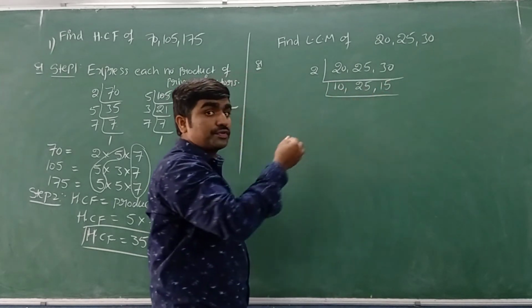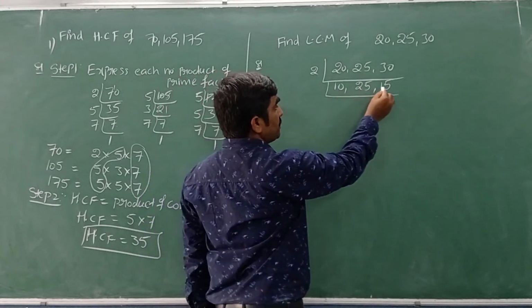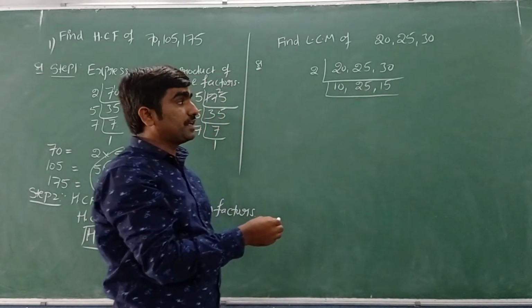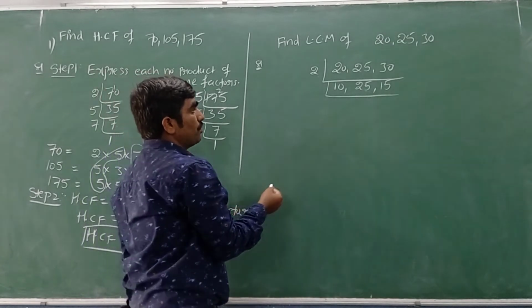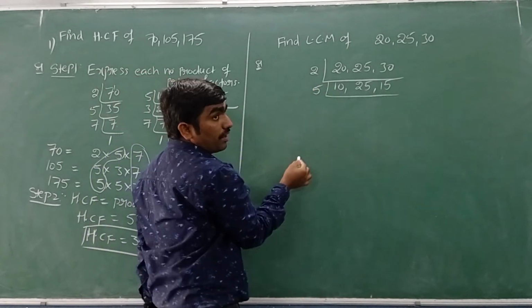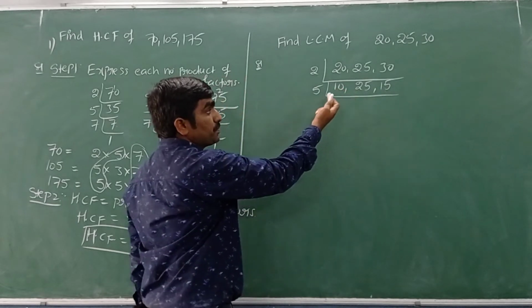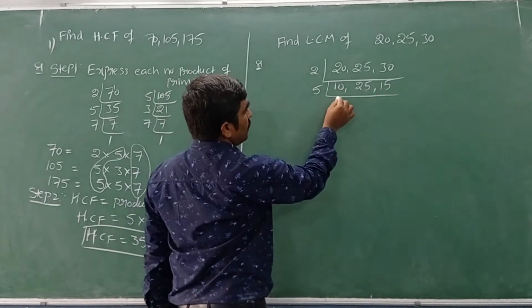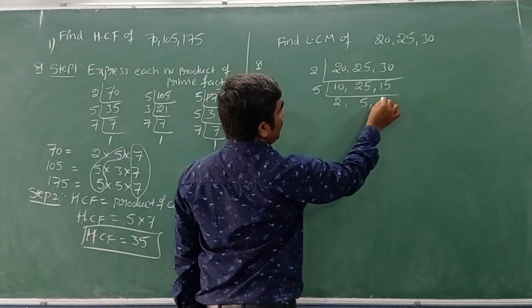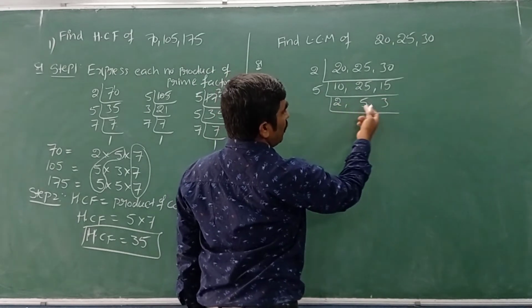The divisibility rule of 2 is that the last digit must be 0, 2, 4, 6, 8. There you can see 5, 0. So the 5 table is possible. The divisibility rule of 5 is that the last digit must be 0 or 5. So the 5 table is possible in all three values. 5 2s are 10, 5 5s are 25, 5 3s are 15. Now we got all prime numbers only.